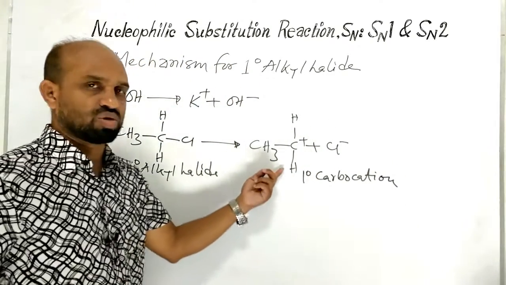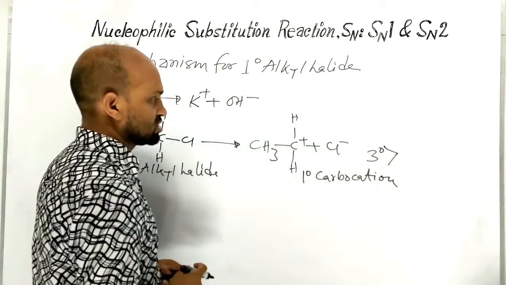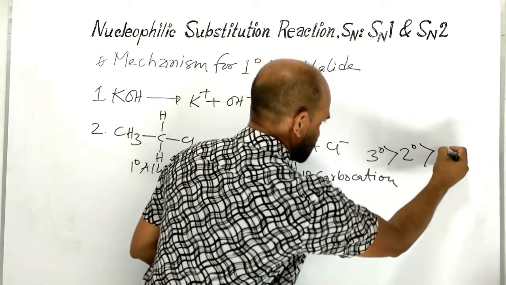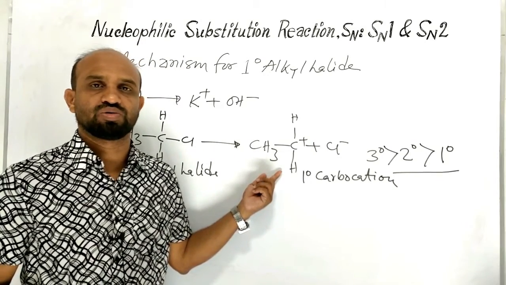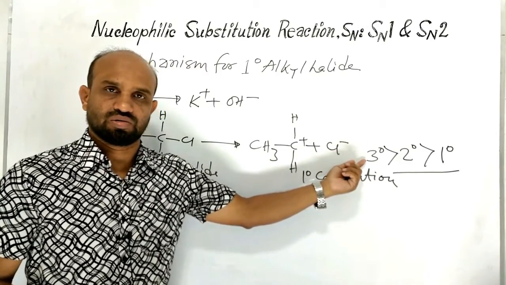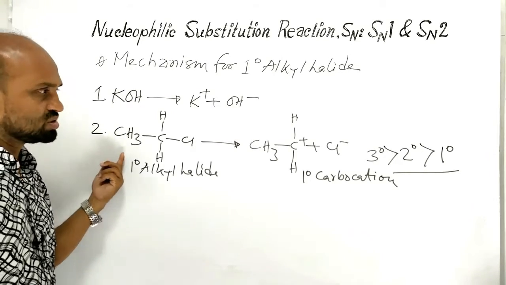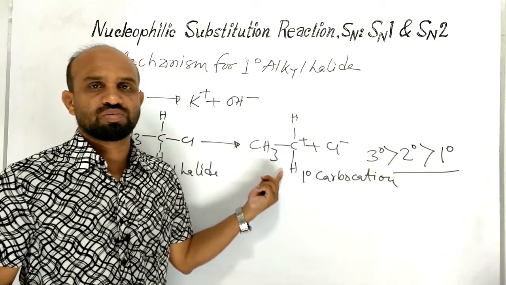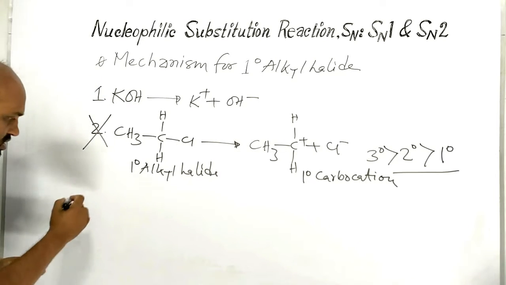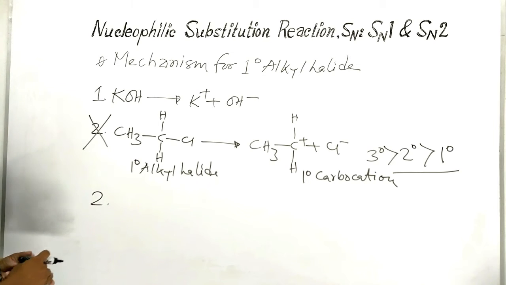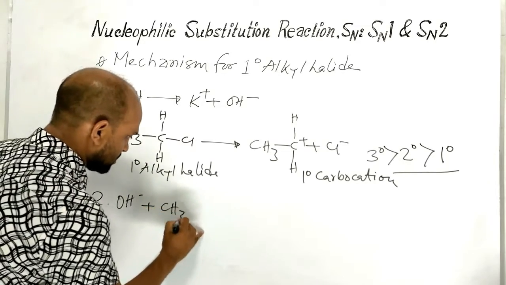1 degree carbocation is not a stable carbocation. We know 3 degree carbocation is more stable, then 2 degree and then 1 degree. 1 degree carbocation is not stable compared to 3 degree carbocation. As a result, actually this step doesn't occur because in this step an unstable carbocation is formed. That is why this step doesn't occur. Then what occurs? Let's see. Here the nucleophile attacks the 1 degree alkyl halide directly.